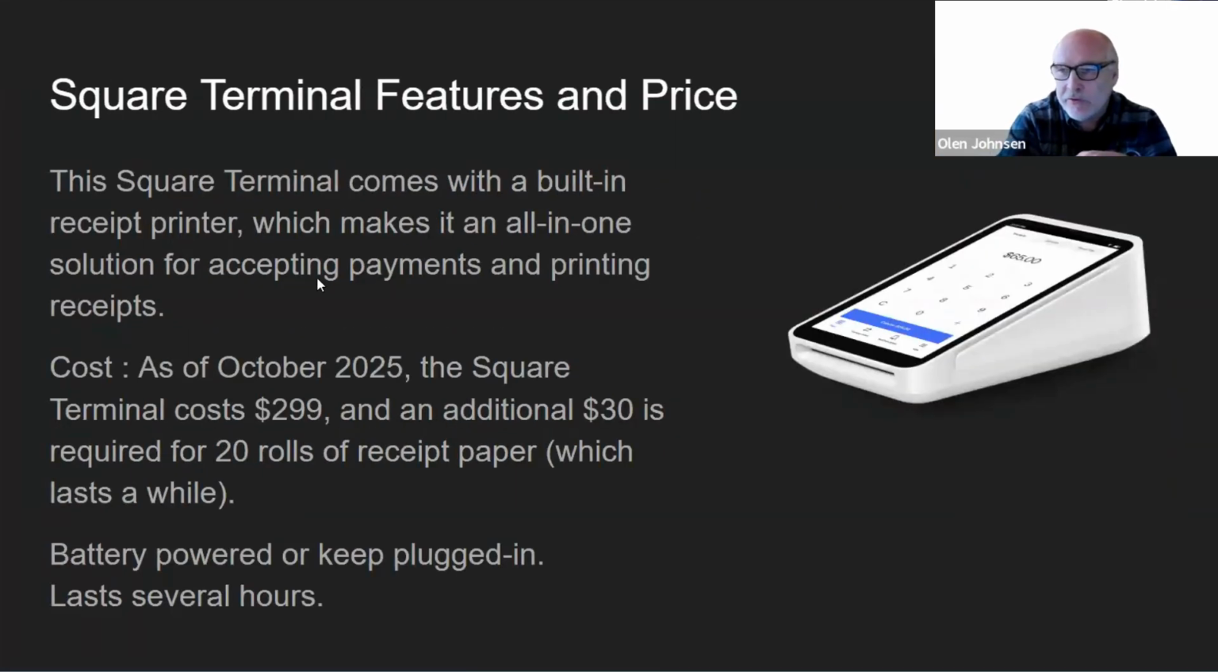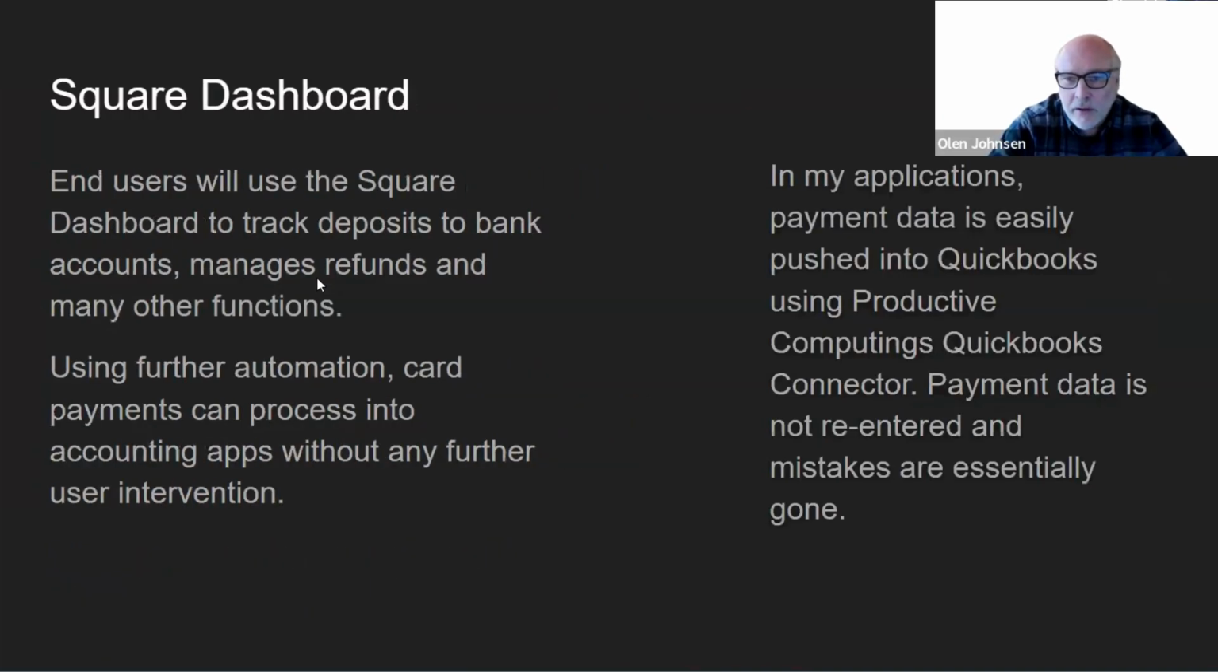The Square Terminal features and price. It comes with a built-in receipt printer, which makes it an all-in-one solution for accepting payments. It costs $299 and $30 for a box of paper, which will last a long time. It's battery powered, or you can keep it plugged in, and it'll last several hours, long enough to do payment processing for the beginning of an event or something like that.